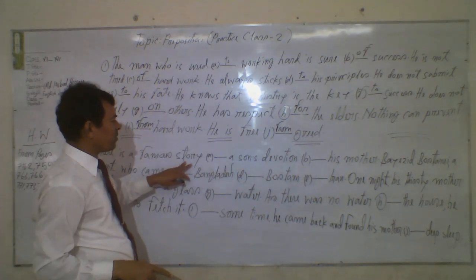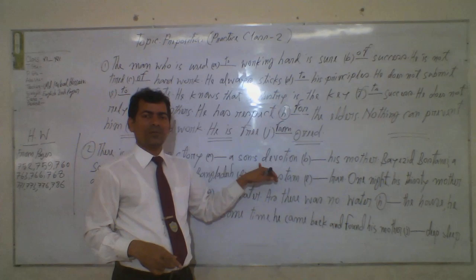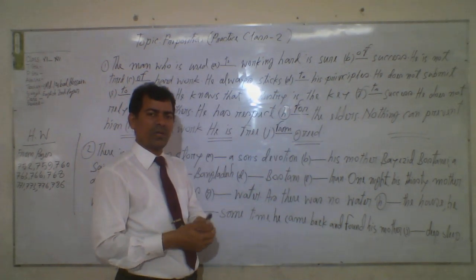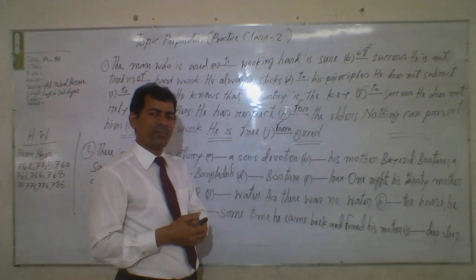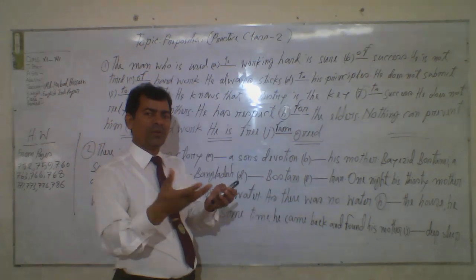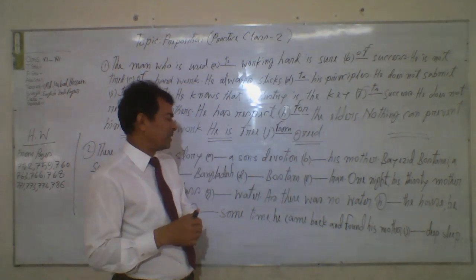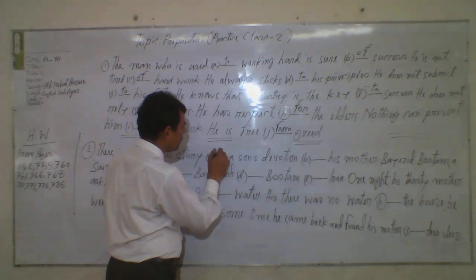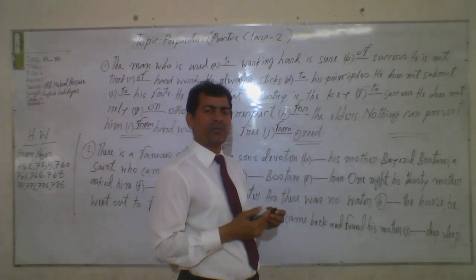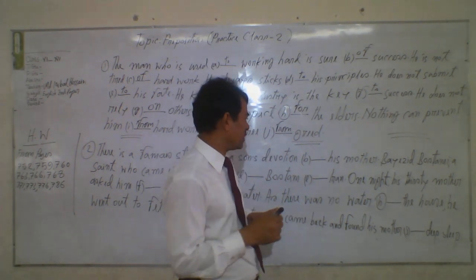There is a famous story of a son's devotion. Belonging to someone, that is where we use of. For example, if I mean something that belongs to Bangladesh, owned by Bangladesh, then use of. Story of a son's devotion, devotion to his mother.